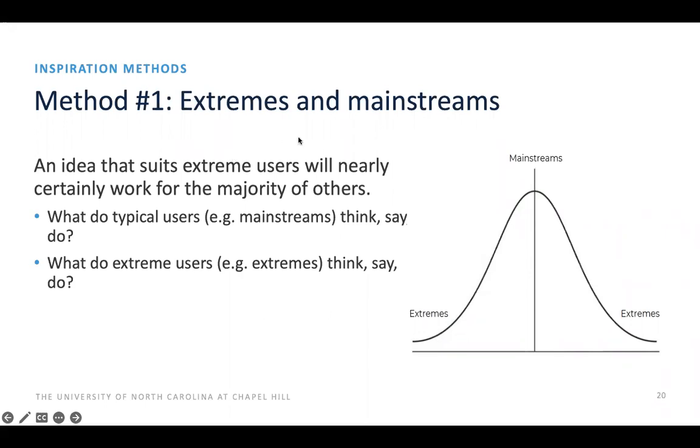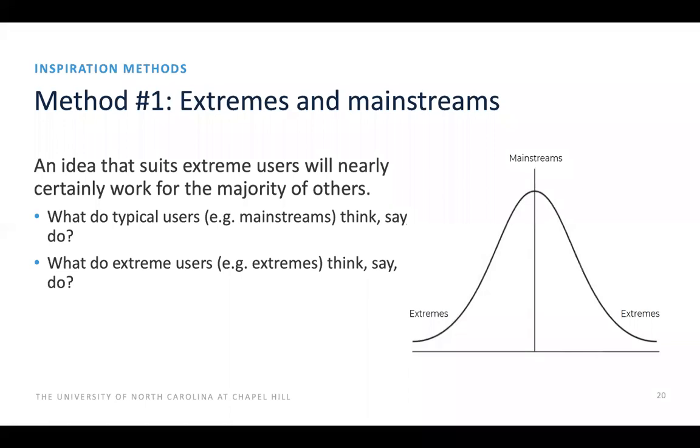And human-centered design hinges on the premise that an idea that suits extreme users will nearly certainly work for the majority of others. And so if you think about it in terms of a bell curve and a population within this bell curve, if you create solutions that work for everybody on the ends of the bell curve, design thinking and human-centered design posit that you would be able to create something that also works for the people in the middle.